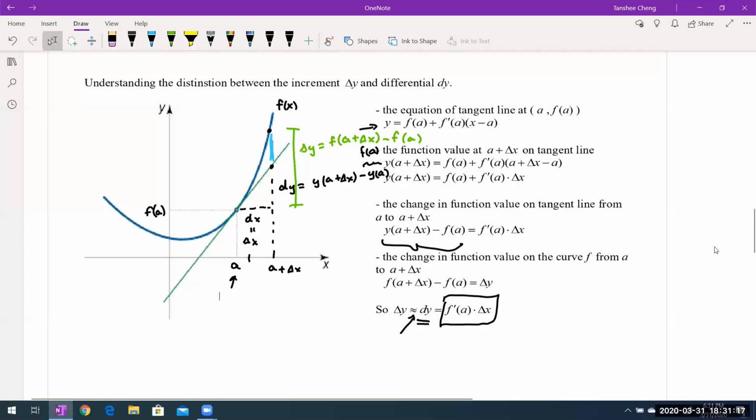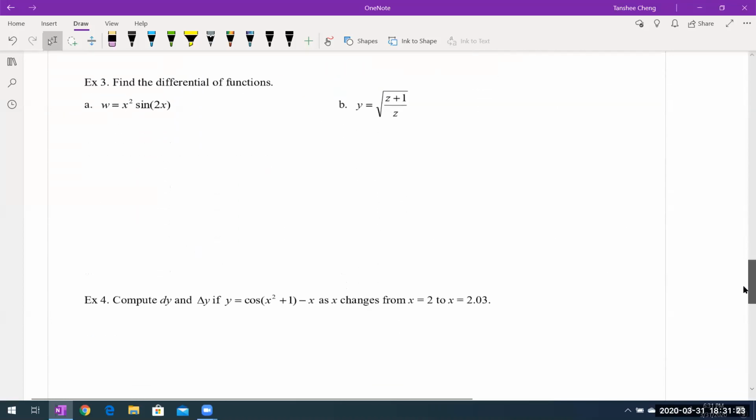Now let's move to the examples of it. So first we want to know how to find the differentials of a function. For this first example, w is equal to x to the second power times sine of 2x. So what we can do is look at w as a function of x. Therefore, the differential of this w will be equal to the derivative of the function evaluated at x times dx.